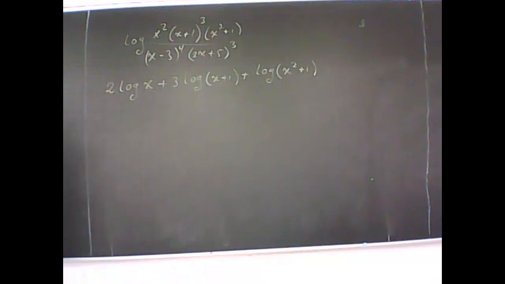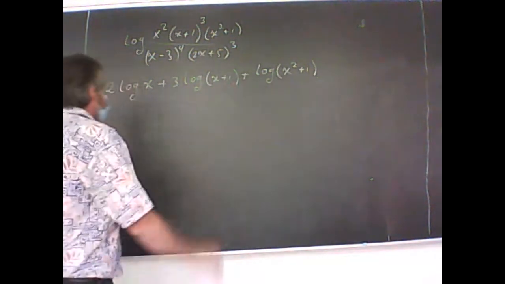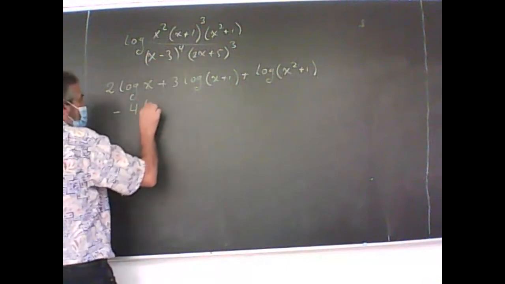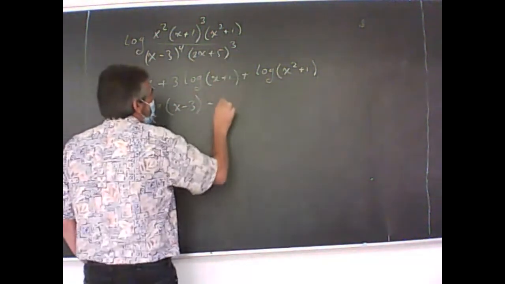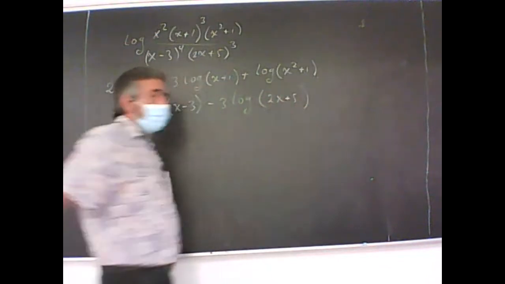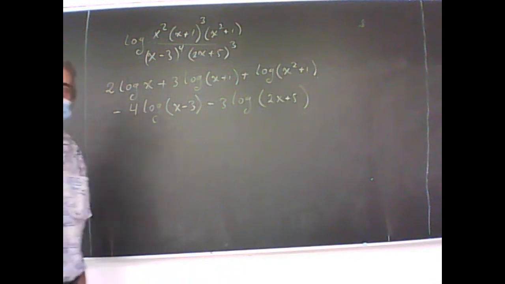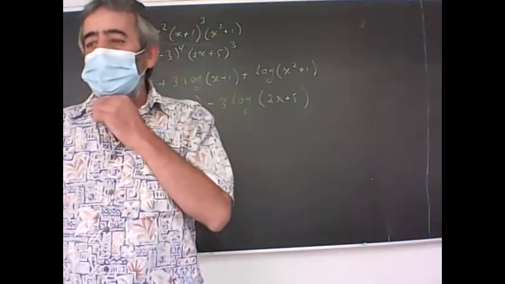When we start doing the bottom ones, it's simply the same thing, except instead of a plus, we start with a minus. So minus 4 log of x minus 3, minus 3 log of 2x plus 5, and we expanded that. Easy enough? We'll probably use some of these in solving equations.